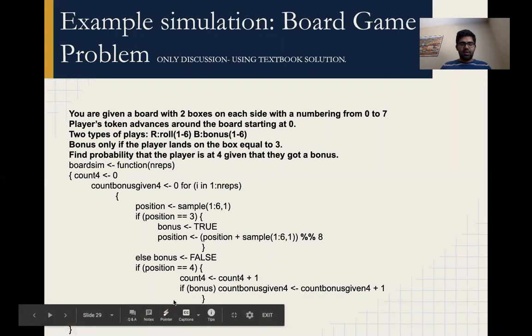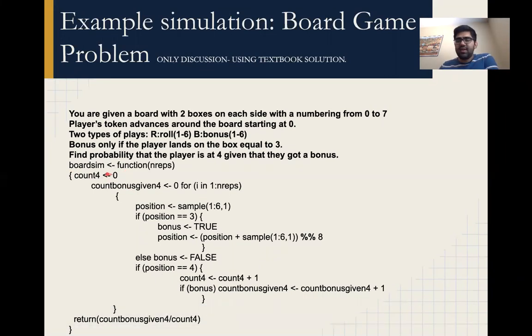I'll just use the pointer again. This is how you define the function. boardsim is a function. The argument is the number of repetitions, which is the number of times you want to run the simulation. That's 1,000 or 10,000, depending on what you want. It's usually good to have something around 5,000 or 10,000 repetitions. This is a counter that is set to 0.